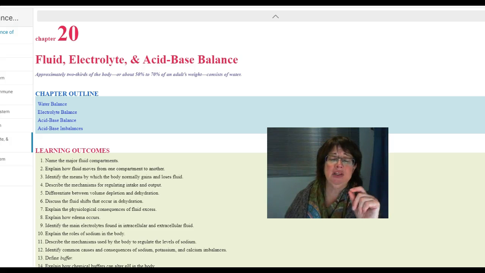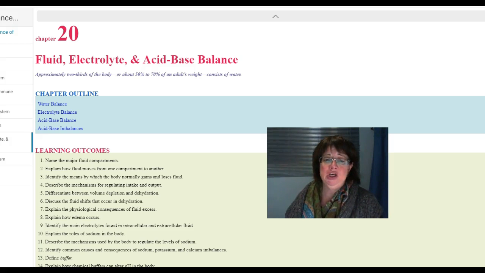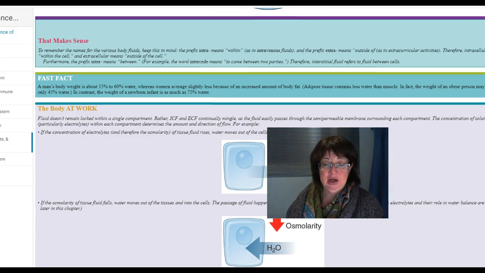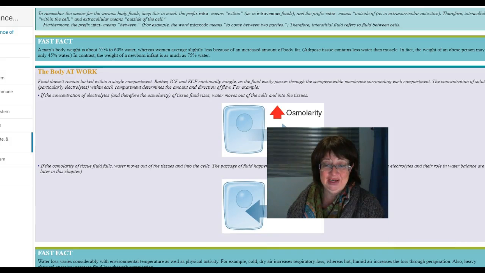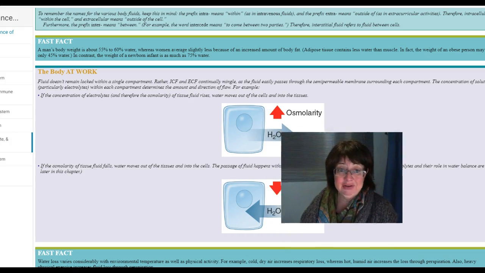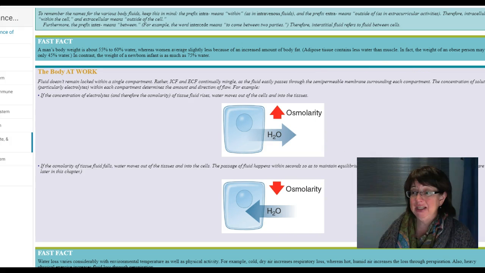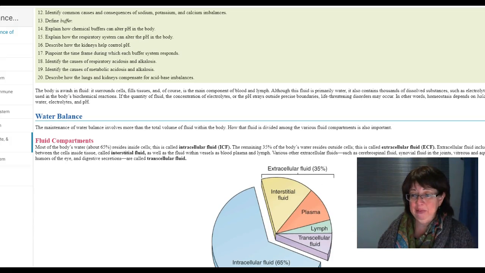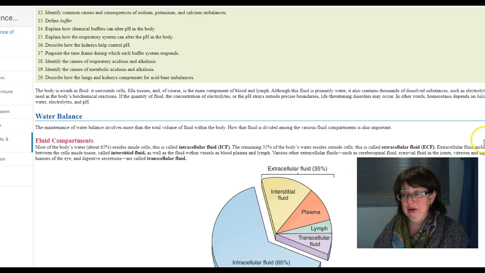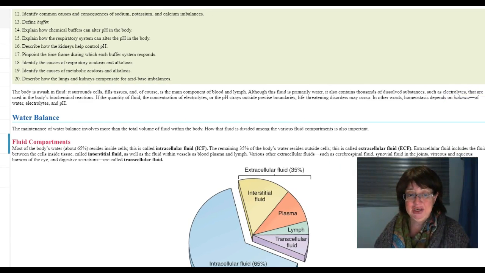To continue on with the interesting properties of water, we're going to jump to chapter 20. Chapter 20 talks about the body at work and gives some fascinating introduction of water. Later on in chapter 3, when we talk about cells, we're going to look in a little more detail at how water moves. But water moves by osmosis based on the concentration in different areas.